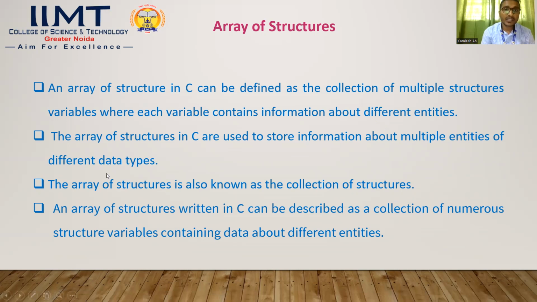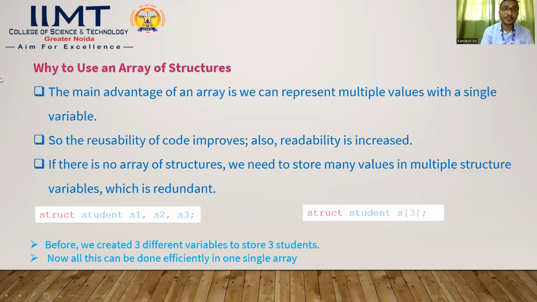An array of structure in C can be defined as the collection of multiple structure variables where each variable contains information about different entities. The array of structure in C is used to store information about multiple entities of different data items. The array of structure is also known as the collection of structure. It can be described as a collection of numerous structure variables containing data about different entities. What is the use of an array of structure?